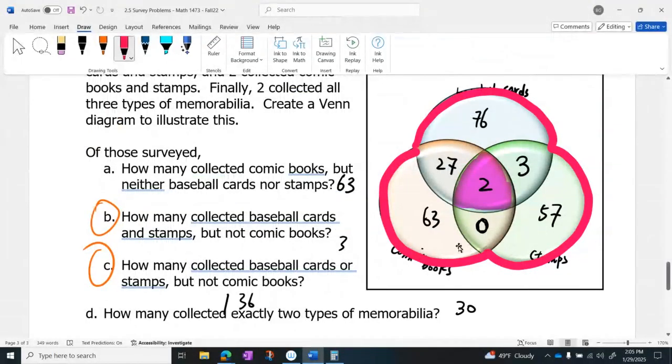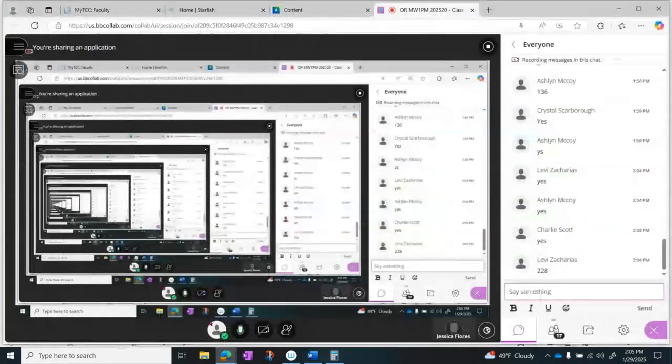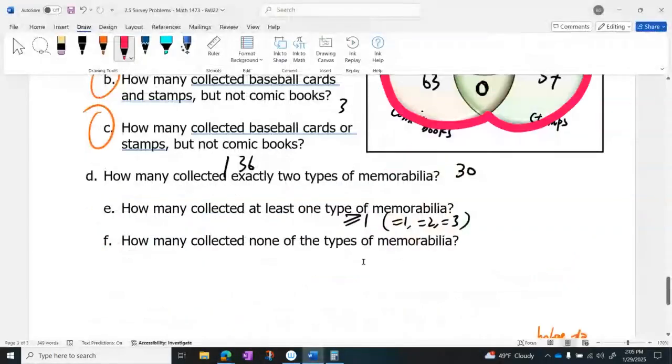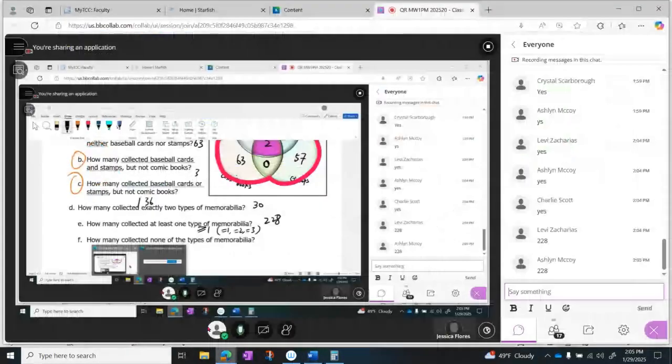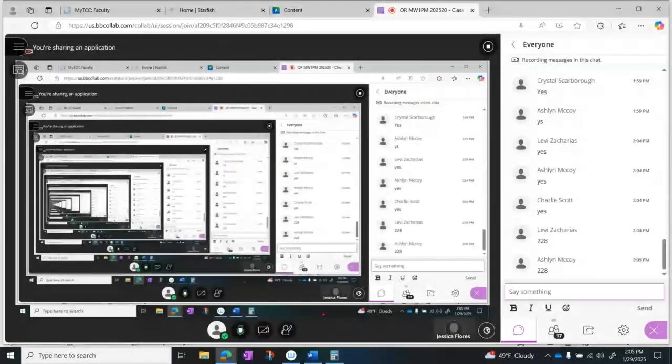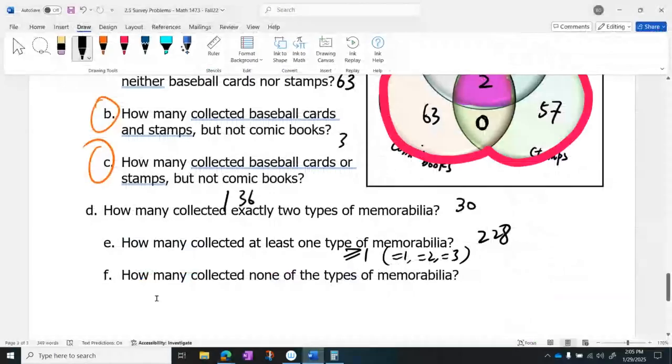So let me quickly check, what do we have here? 16. That is 90, so it's 150. 228. Do you have the same number? Awesome. Thank you, Levin. Exactly. 228. At least 1. A or B or C. Last part. Yes, exactly. Thank you, Ashlyn. Same as our answer.